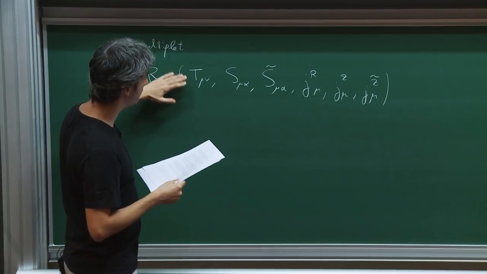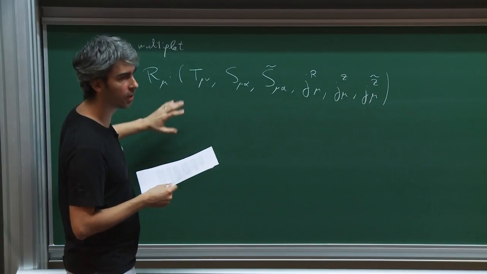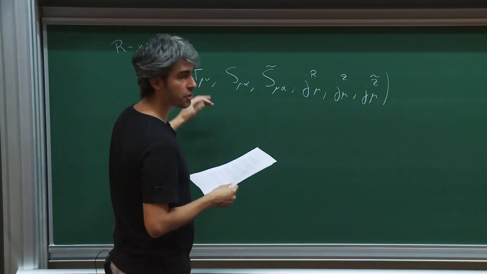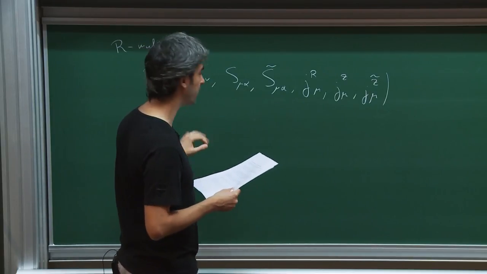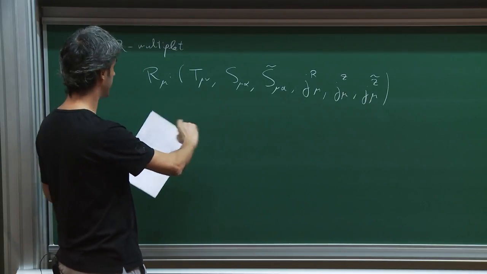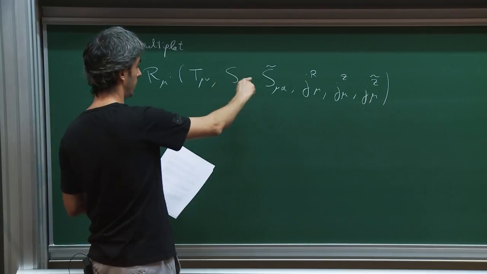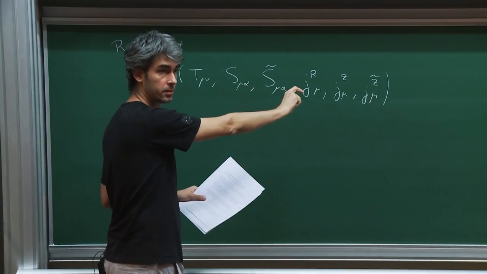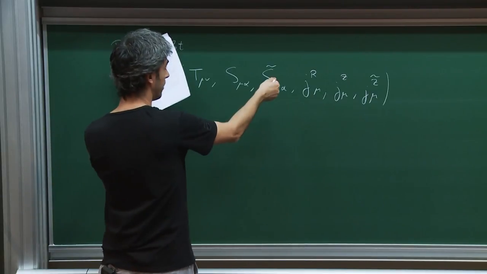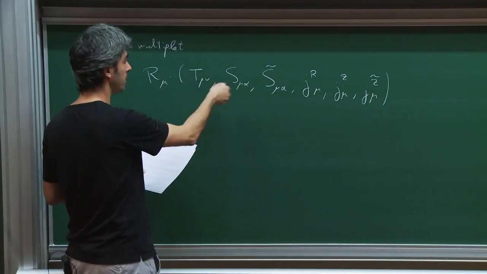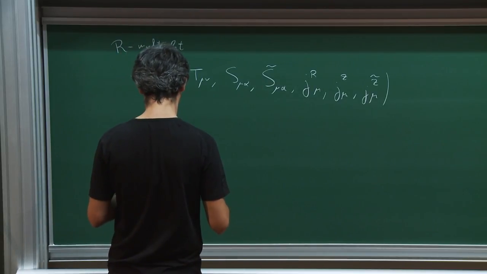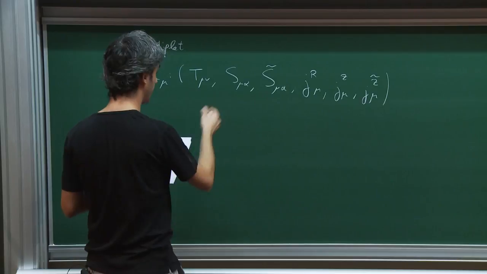Correspondingly to this R multiplet, there is a two-dimensional off-shell supergravity theory, which is the dimensional reduction of new minimal supergravity in four dimensions, in which the graviton multiplet precisely contains fields which are going to be paired with these operators. Okay? Because at the linearized level, the fields in the graviton multiplet couple linearly to the operators in the supercurrent multiplet.